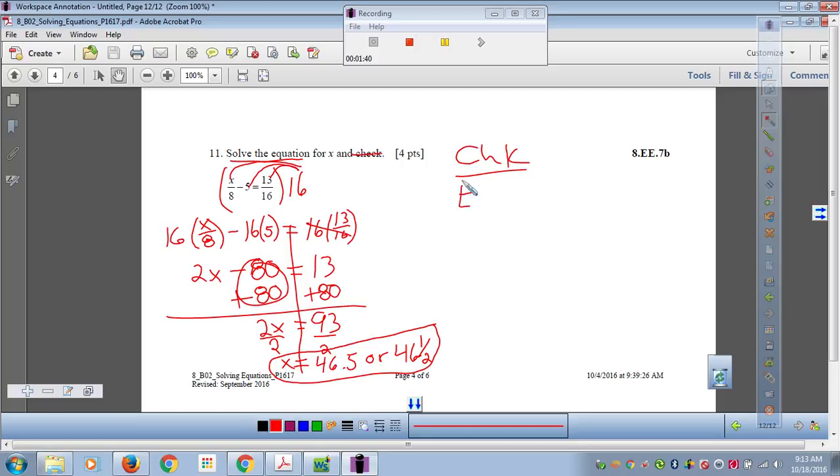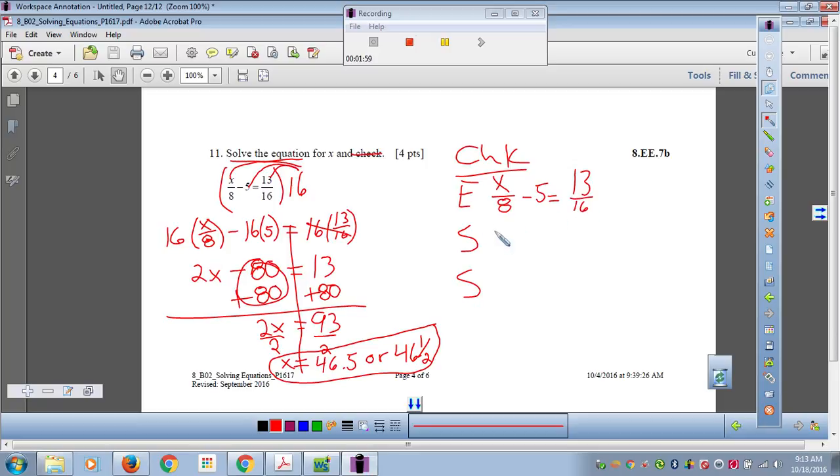The check is the tricky part here. You got to know or understand what you're dealing with. So, rewrite the original equation. x over 8 minus 5 equals 13 over 16. Oops, 13 over 16, not 16 over 13.